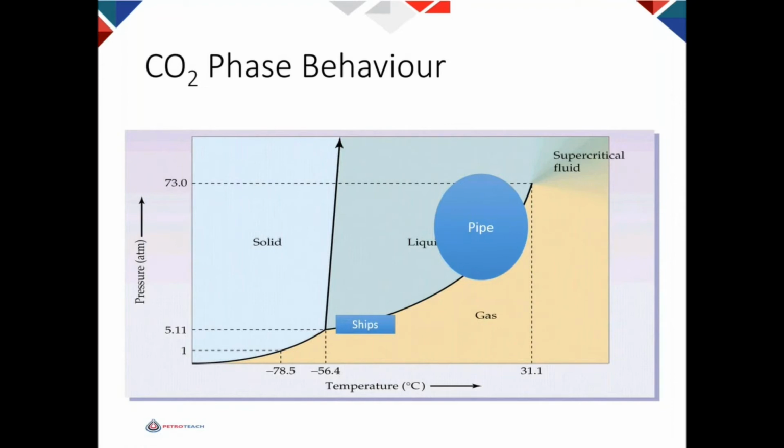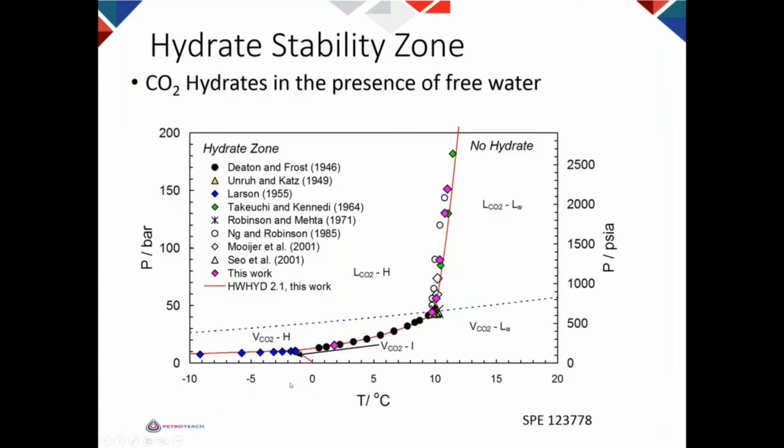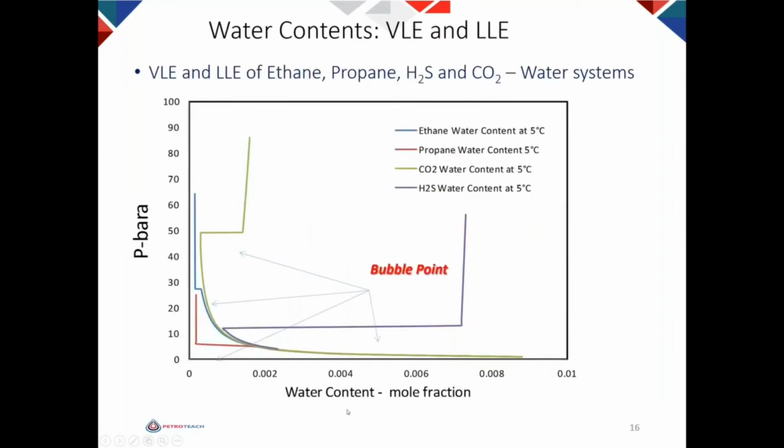predicting the behavior of the system near the critical point is not an easy task. So here is the hydrate phase boundary of pure CO2 when we have extra water. If we have extra water, this is the hydrate phase boundary, this is the bubble point of CO2, the dashed line, and then above the bubble point CO2 is liquid, here CO2 is vapor. So that's fine, that's similar to any other compound.